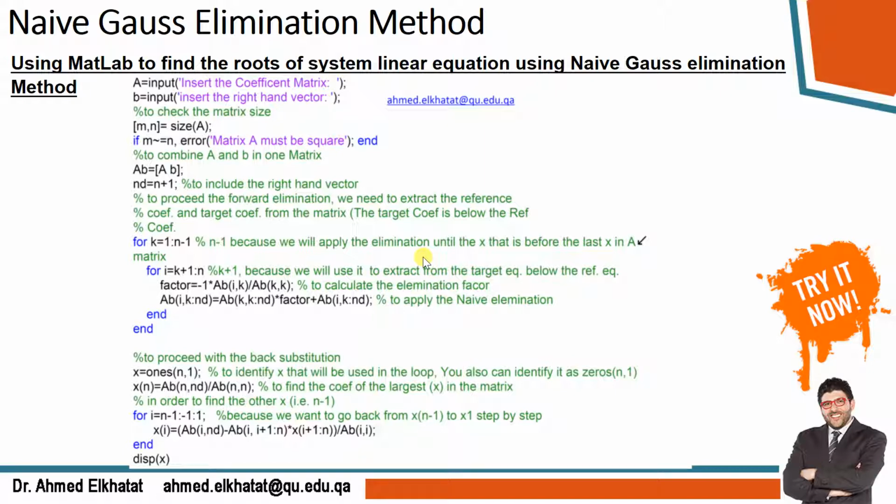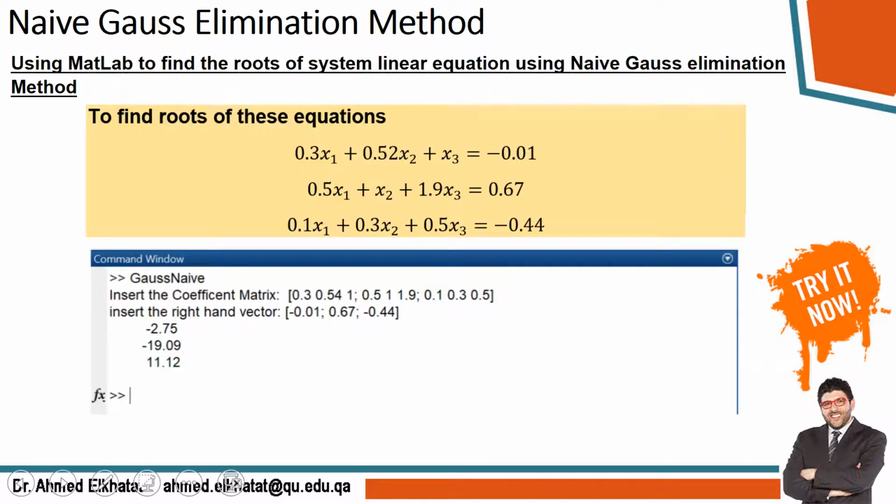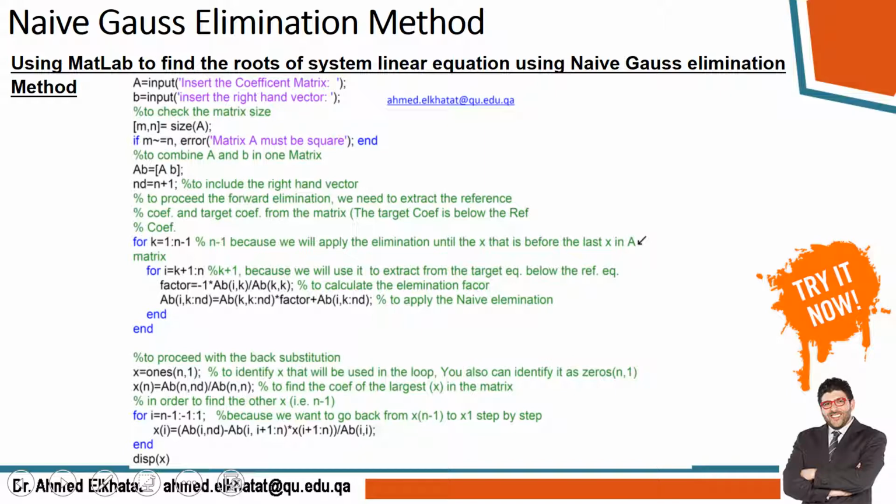But here let's explain the major idea. So here we want to put the input matrices, so A is the coefficient matrix and B is the right hand vector. It's very important for the Gauss elimination method to check that the dimensions are square, it should be a square matrix. If it is not a square matrix, it can't find a solution.